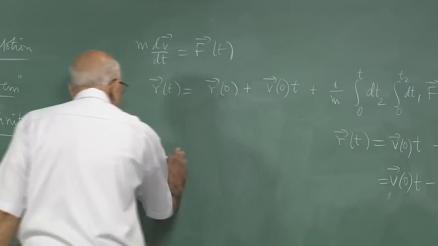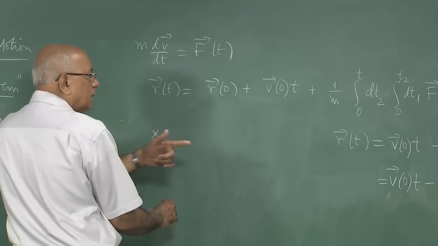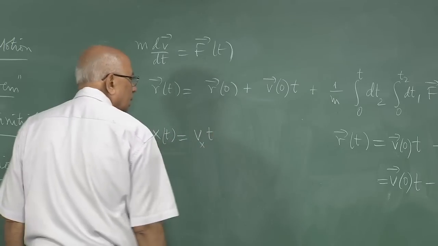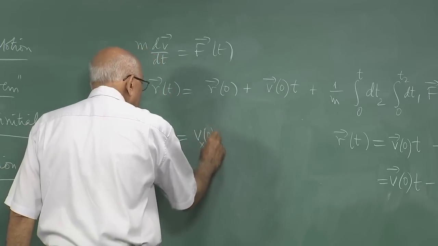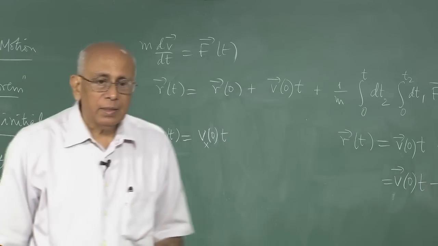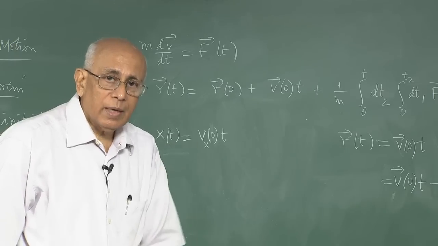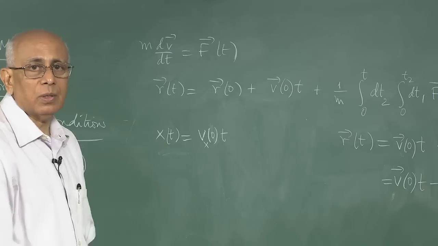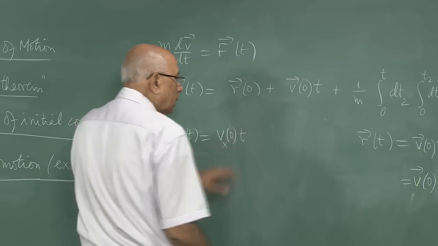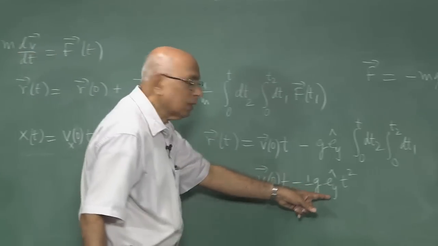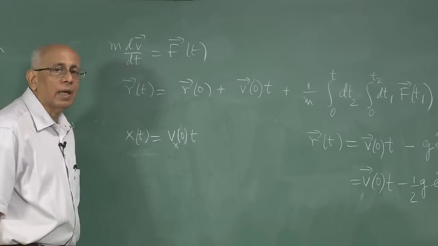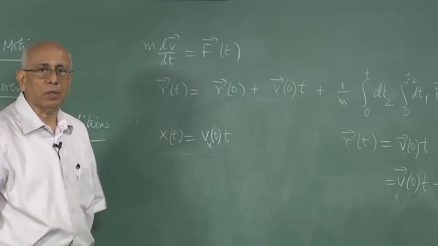If you write it in components, it immediately means in Cartesian components, if x is the horizontal component, x of t is equal to Vx at time 0 times t, and the horizontal component of the velocity does not change at all, simply because the acceleration due to gravity is vertically downwards and does not affect the horizontal component of the velocity at any time. So it is Vx 0 times t, and this is in the y direction, and that is all it is. So the horizontal component increases linearly with time if the velocity has an initial horizontal component.